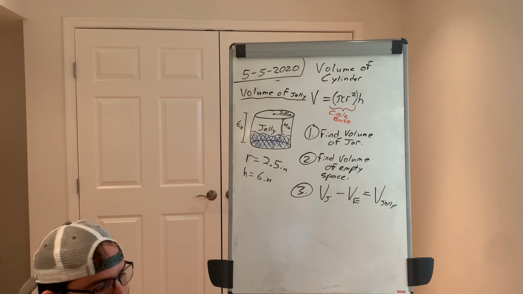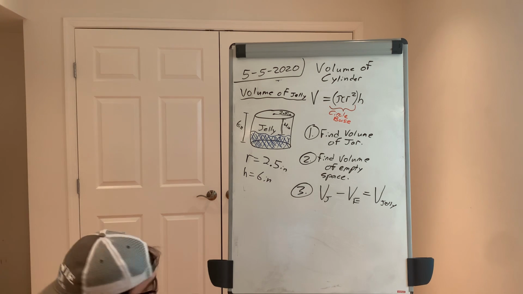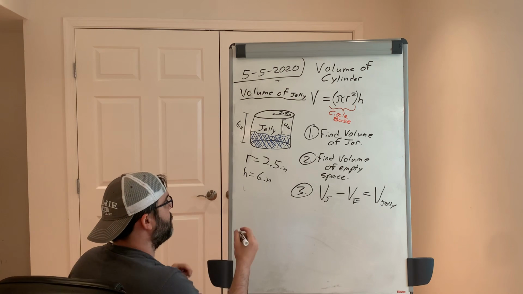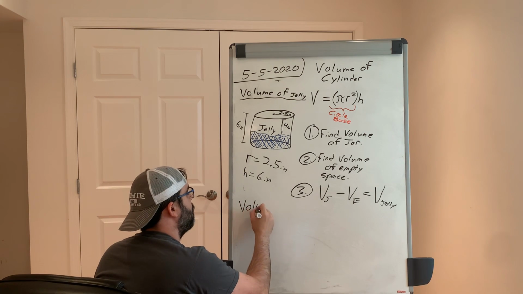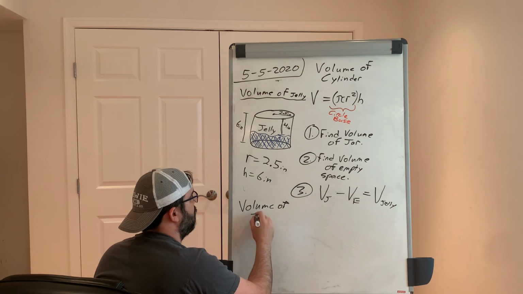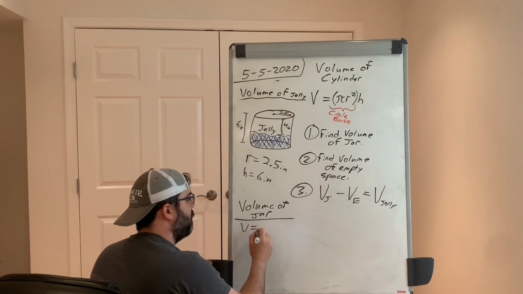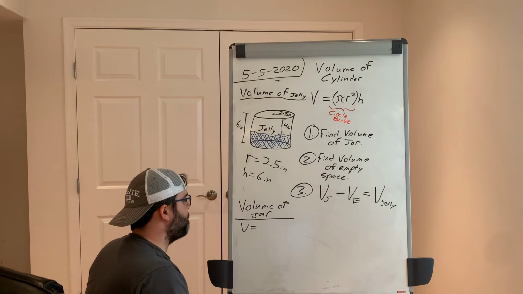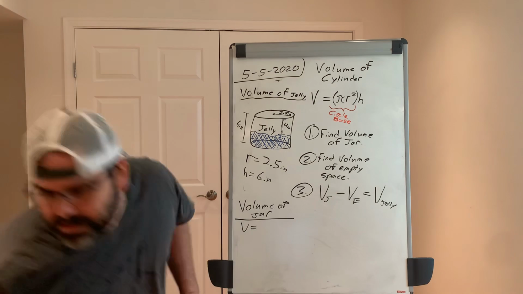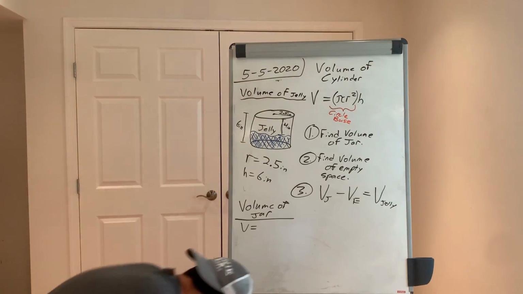Okay, so let's follow that sequence. We're going to need to find 2 volumes and then subtract them. So let's find the volume of the jar. Volume, can you guys see this down? Yeah, you can see that. Let me make sure I can see that on my camera.